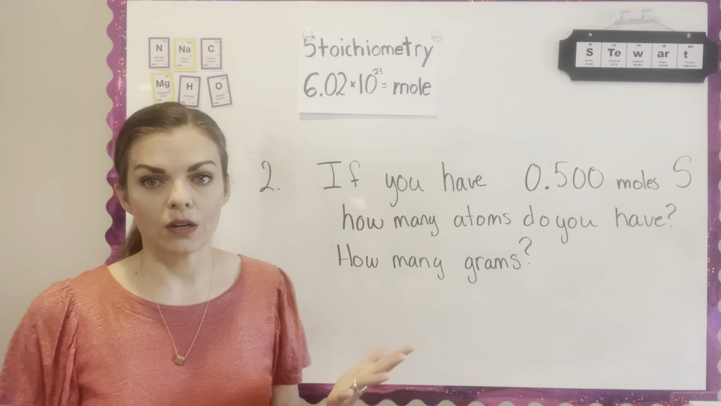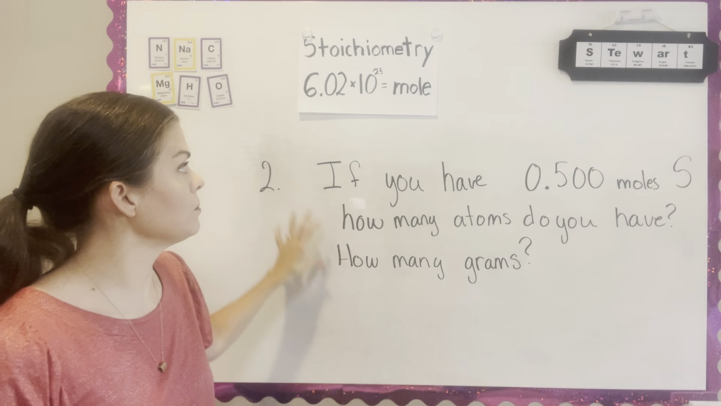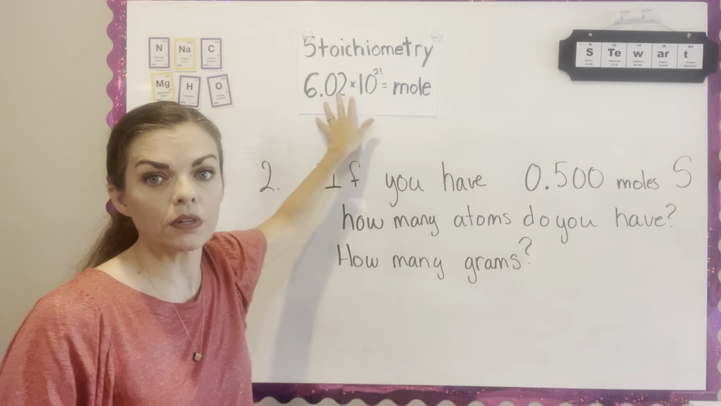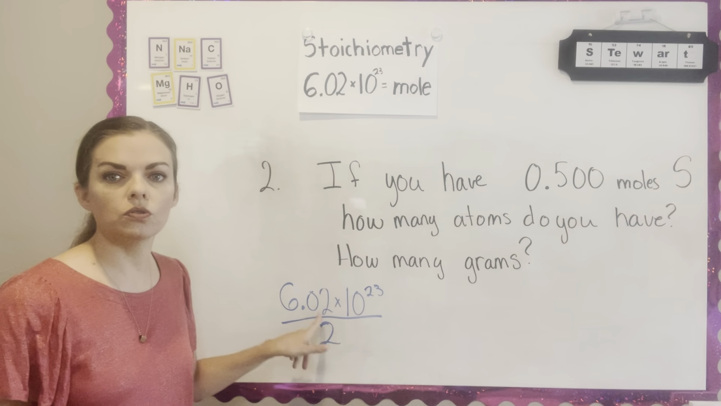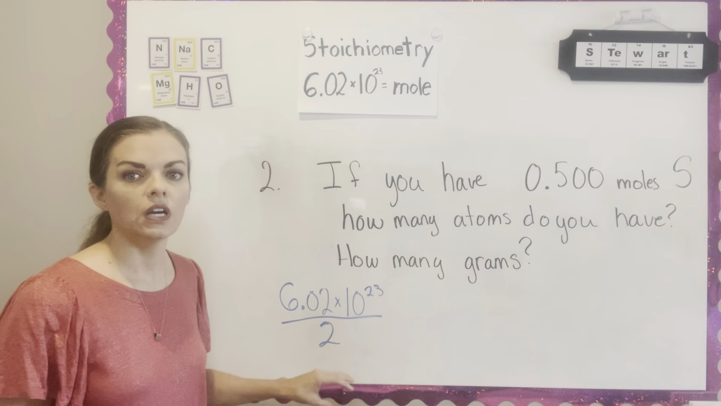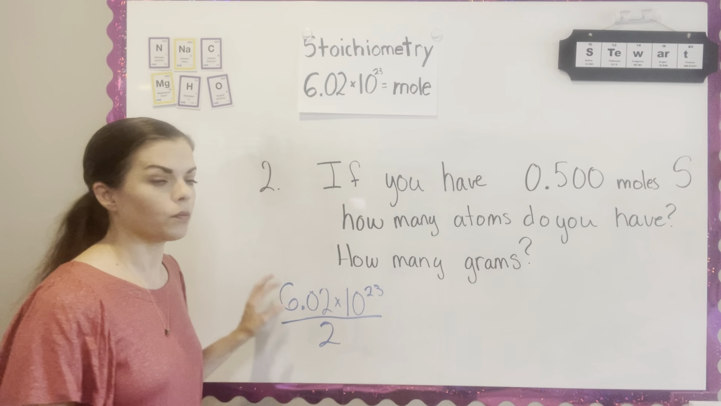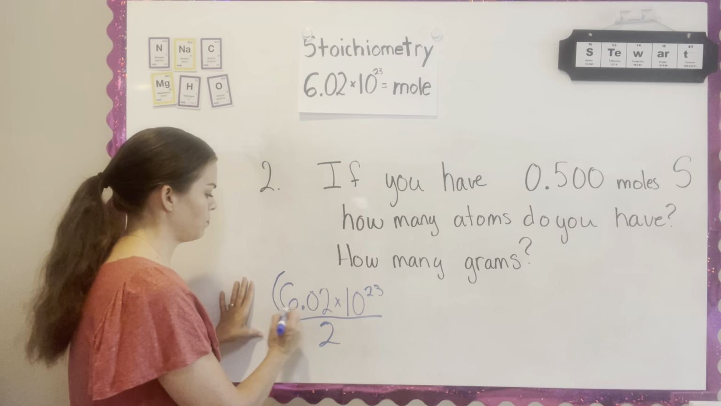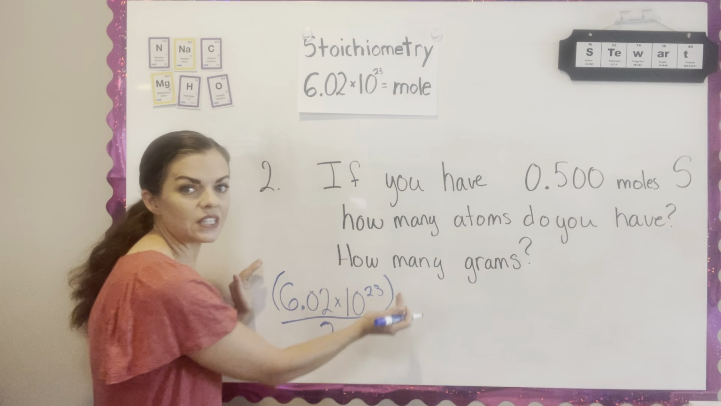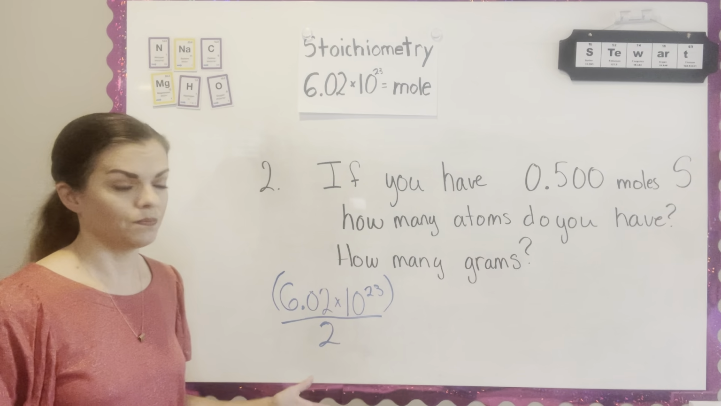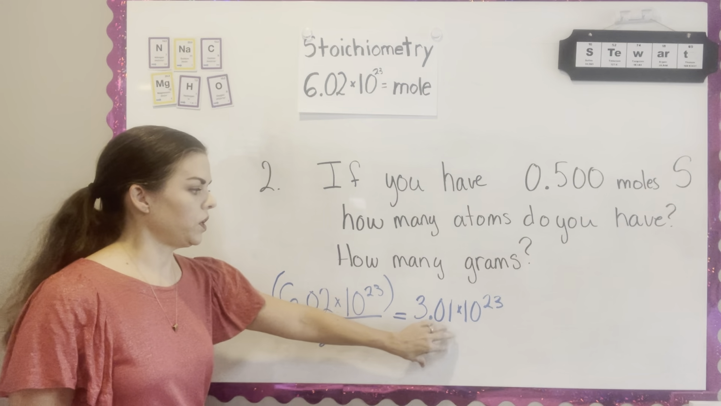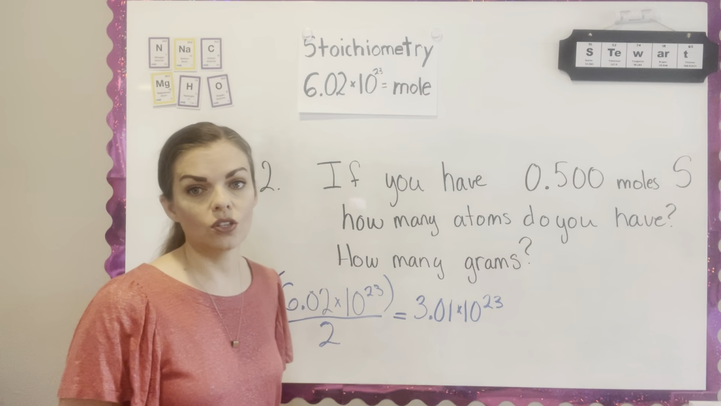Question number 2 tells me that if I have 0.5 moles or half a mole of sulfur, how many atoms do I have? To do this, it's half a mole, so I'm going to take what 1 mole is and divide it by 2. When you take 6.02 times 10 to the 23rd and divide it by 2 in your calculator, you need to put parentheses around this entire top number. You're going to have to get used to using parentheses a lot. And this equals 3.01 times 10 to the 23rd.